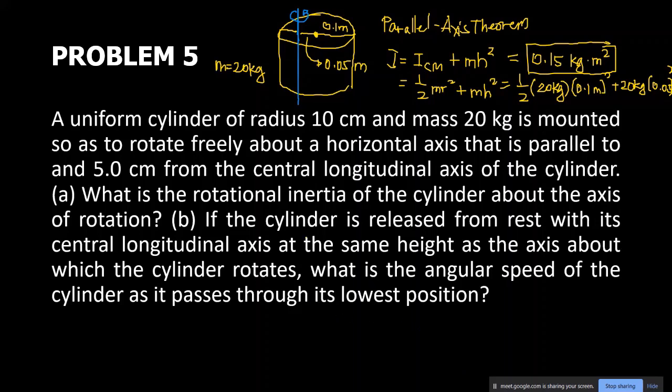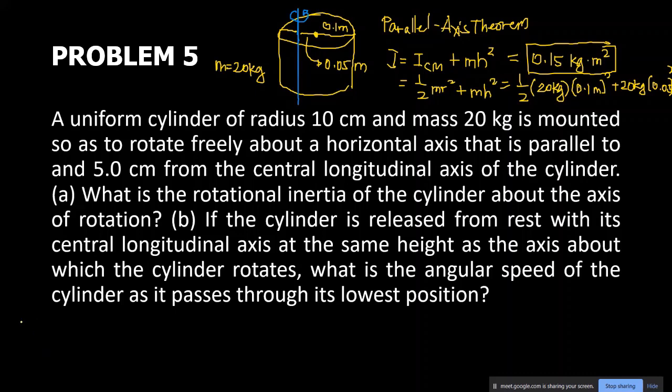And for letter B, if the cylinder is released from rest with its central longitudinal axis at the same height as the axis about which the cylinder rotates, what is the angular speed of the cylinder as it passes through its lowest position? What will you do here is this.